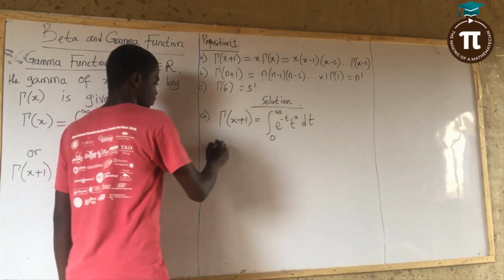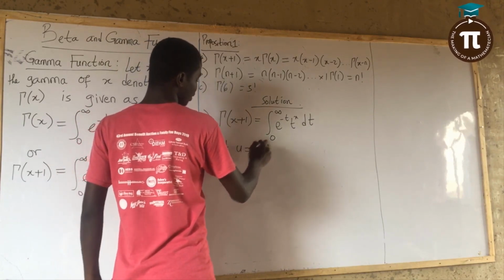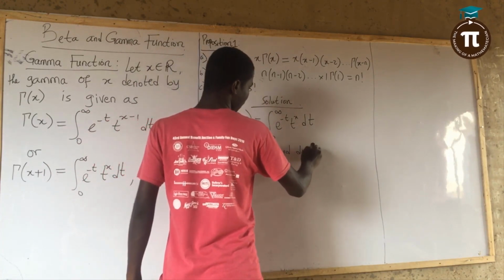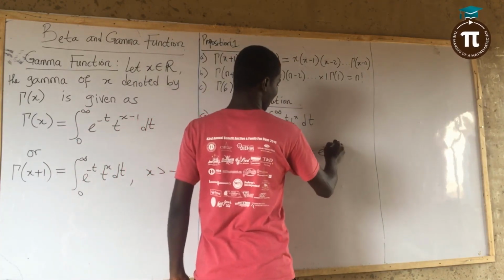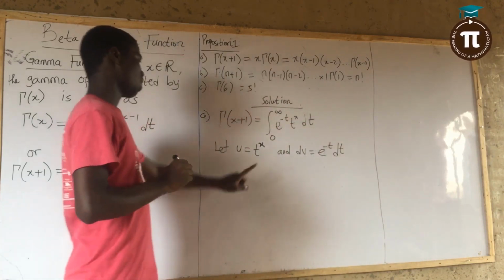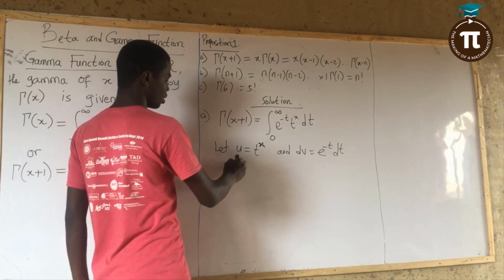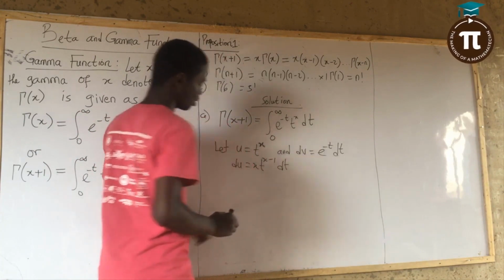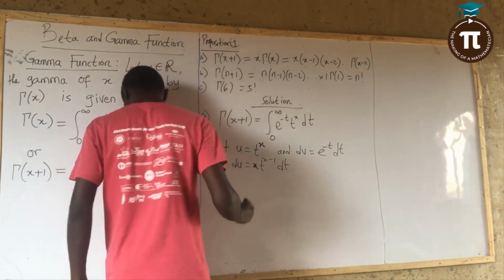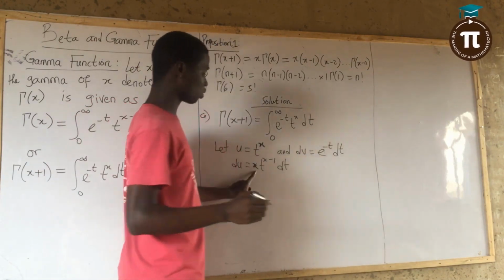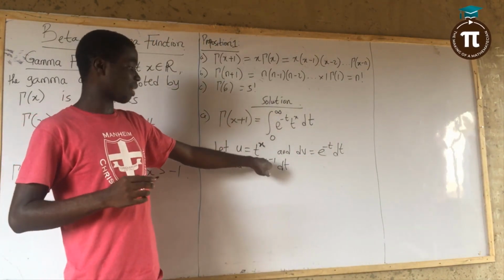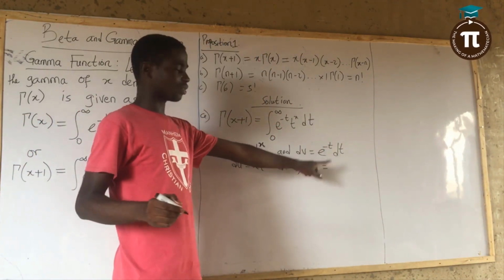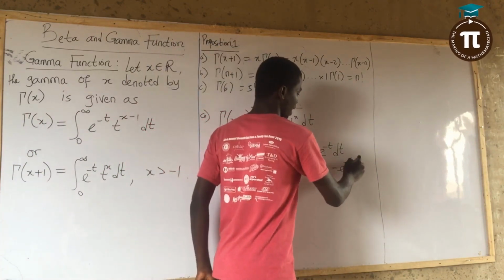I will let u be equal to t raised to the power s, and then dv to be equal to e raised to the power minus t dt. Differentiate with respect to t. du will be equal to s t raised to the power s minus 1 dt. Then this one, I will integrate this one. If we integrate this to get v, we have minus e raised to the power minus t.